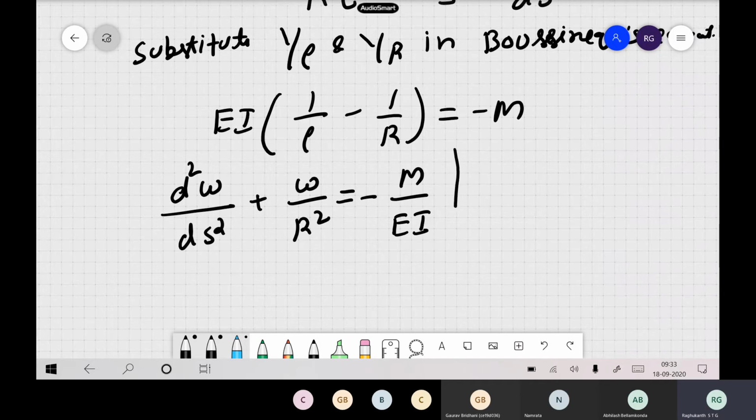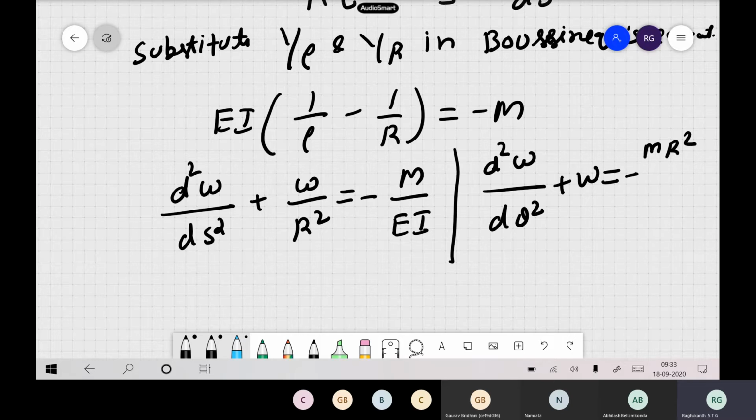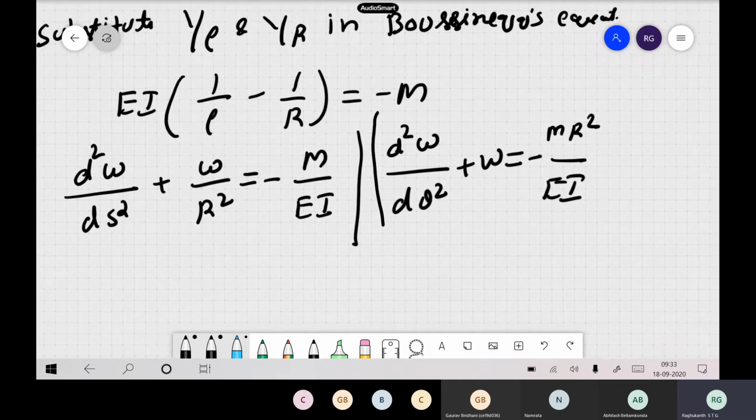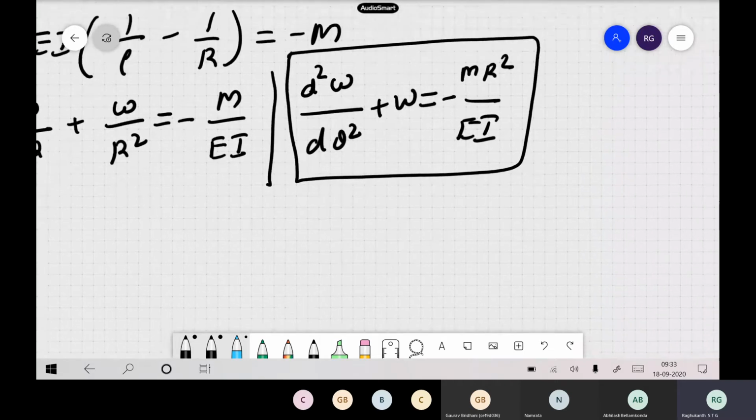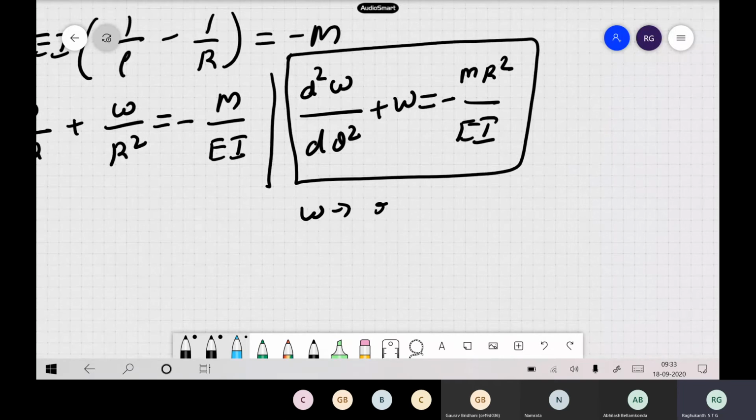Or if you want to write it in terms of theta, because ds and r are all linked, you can write this expression as d square w by d theta square plus w is equal to minus M r square by EI. This is the fundamental equation for a circular arch. For a circular arch, w is your radial deflection, I should say radial deformation, radial displacement essentially.